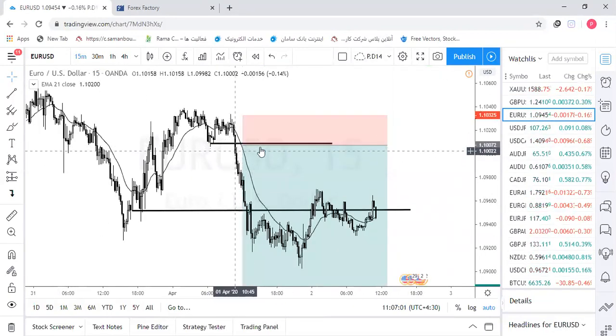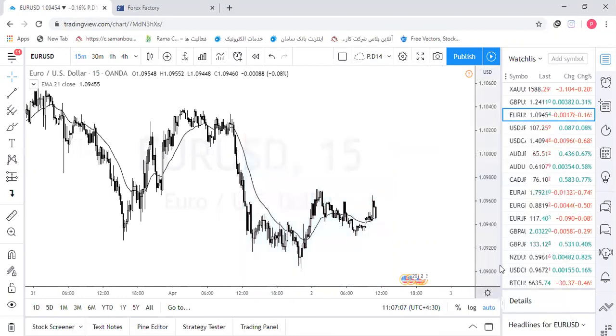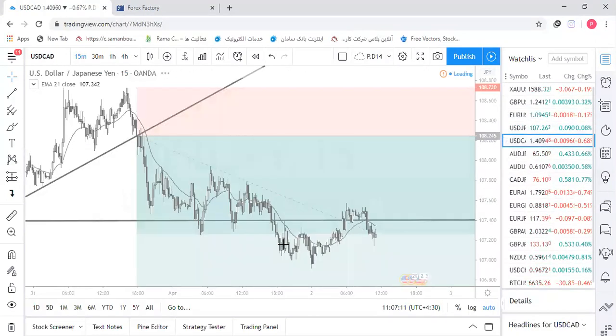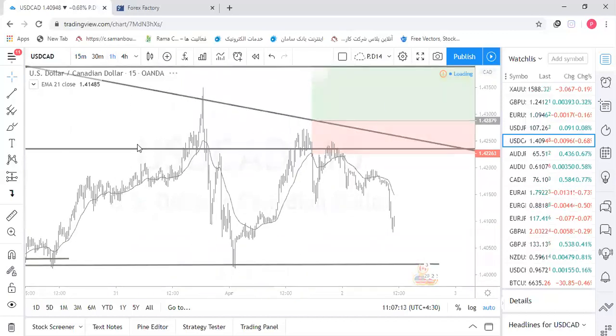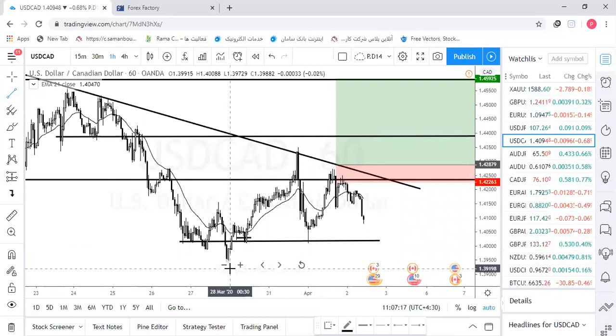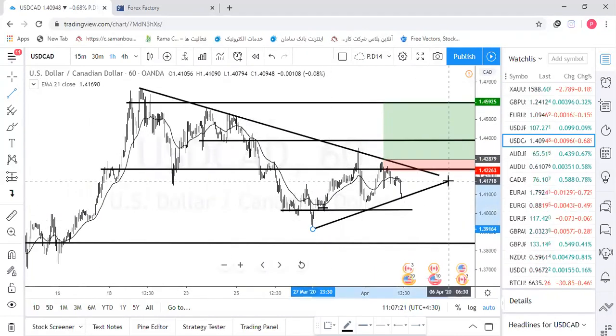EURUSD, we could not take this position because price did not retest that area. So yeah, we lost it. USD JPY, we are still in. USD CAD price actually right now looks down. Price did not break the correction line.